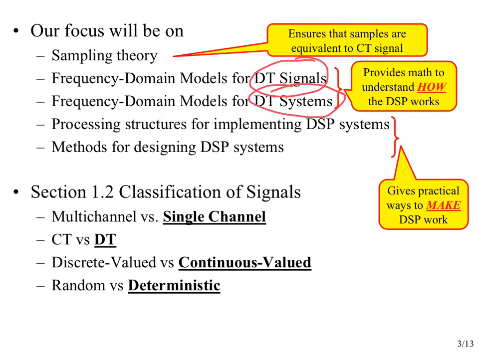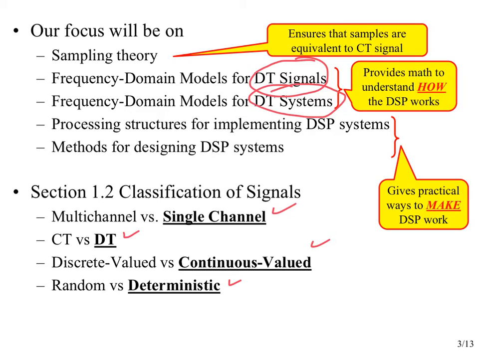Section 1.2 of the textbook talks about classification of signals. I'm not going to go into detail, so I would encourage you to read that. But the things that we have highlighted here in bold and underlined, those are the flavors that we're going to be talking about in this course. So we'll be talking about a single channel signal that's discrete time, and it's continuous valued for the most part.